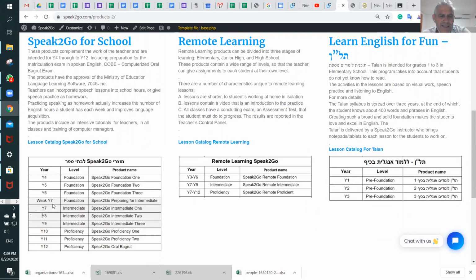There is one exception on year 7, that we have a dedicated product for weak students, the non-readers that are arriving for the junior high school, and we prepare a special product for them called Speak2Go Preparing for Intermediate. The level is Foundation, but it's suggested for year 7 students. Another small exception is the year 12, when it is all focused on the oral group. So in this year, we can see that we have one product per year or one product per level.